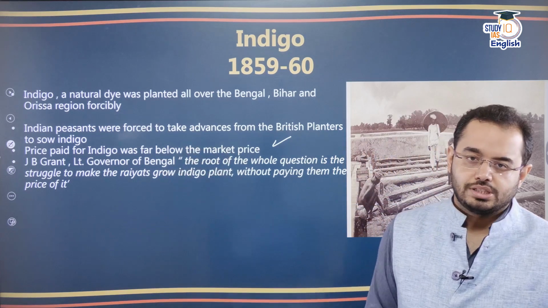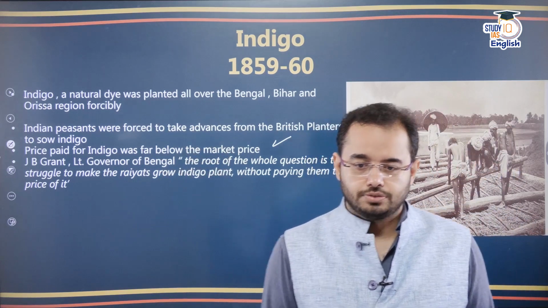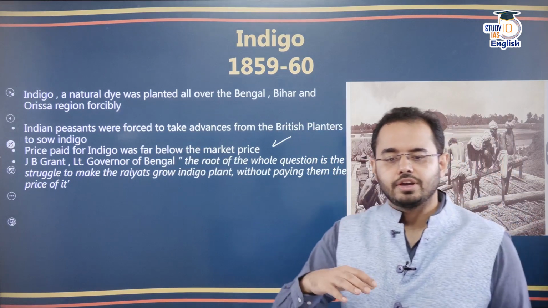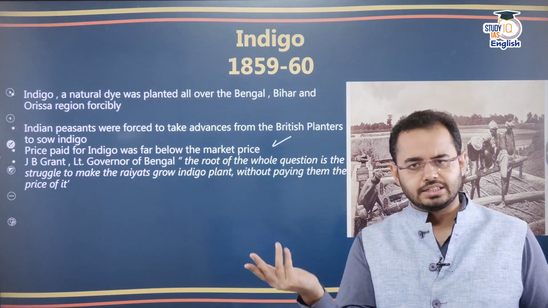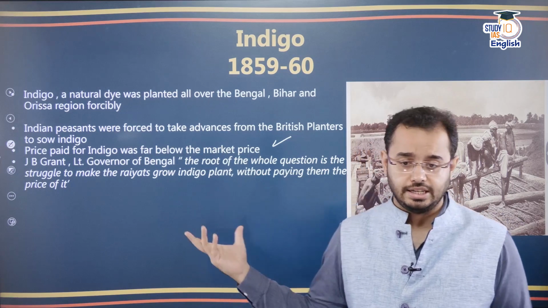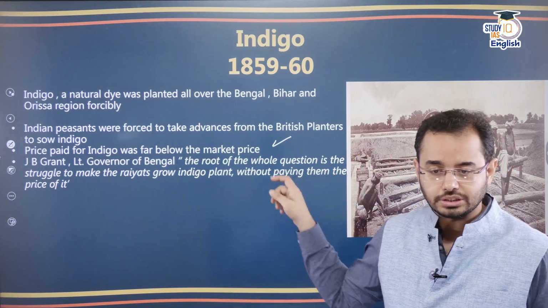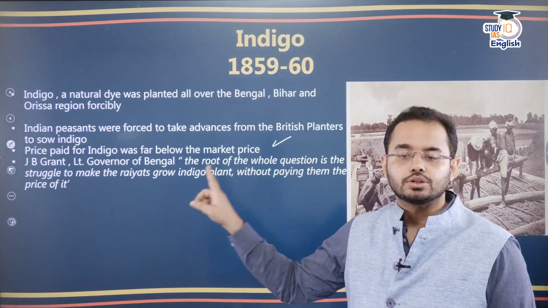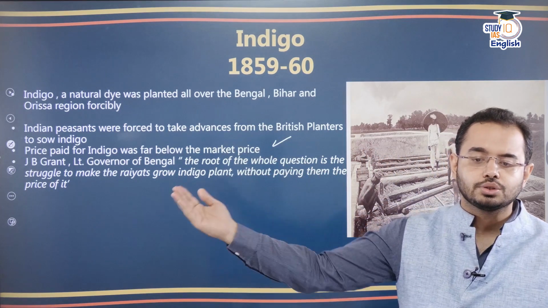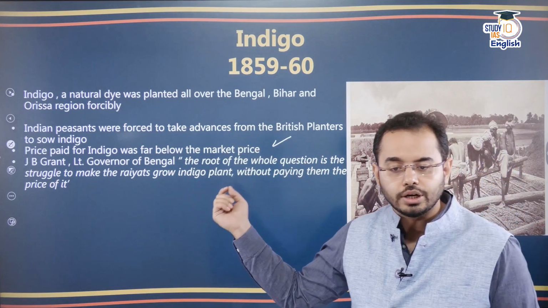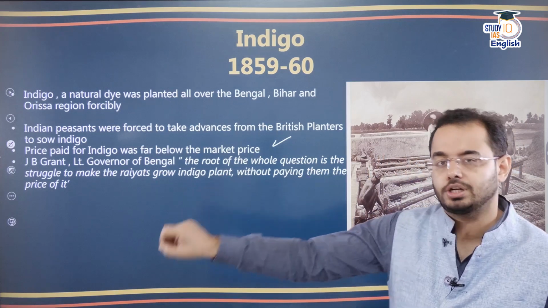J.B. Grant, who was the Lieutenant Governor of Bengal at that point of time, had surmised it in a very beautiful manner. He was writing a letter to his subordinates, and he said that the root of the whole question, the question of the Indigo Revolt, the root of the whole question is the struggle to make the Rayats grow indigo plant without paying them the price of it.